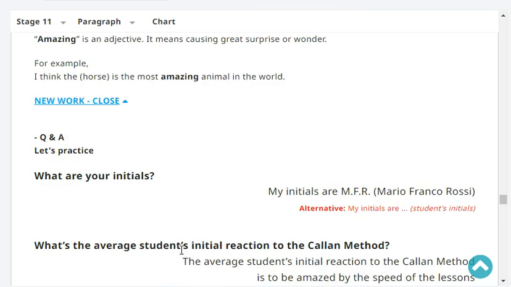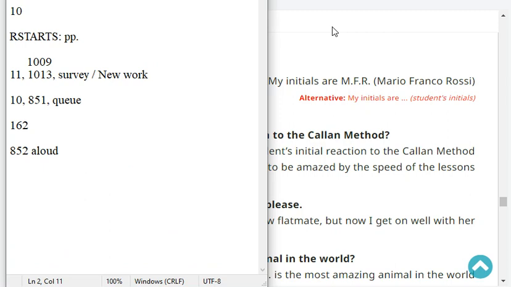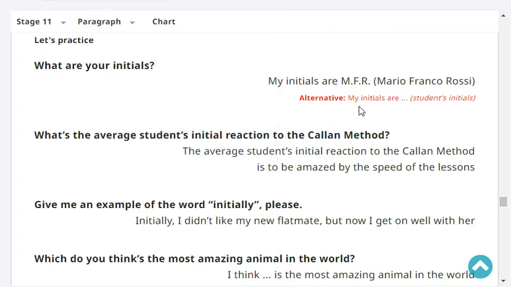Okay, let's practice. What are your initials? My initials are FA. Very good. What's the average student's initial reaction to the Callan method? The average student's initial reaction to the Callan method is to be amazed by the speed of the lesson. Very good.